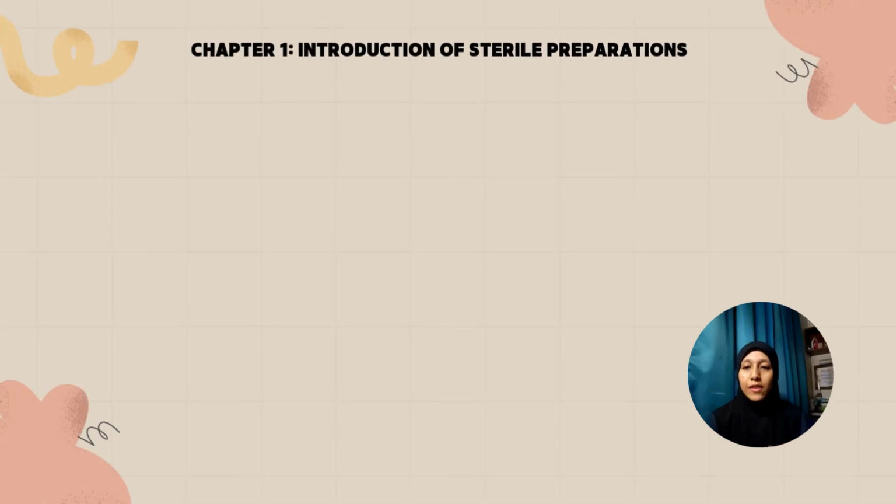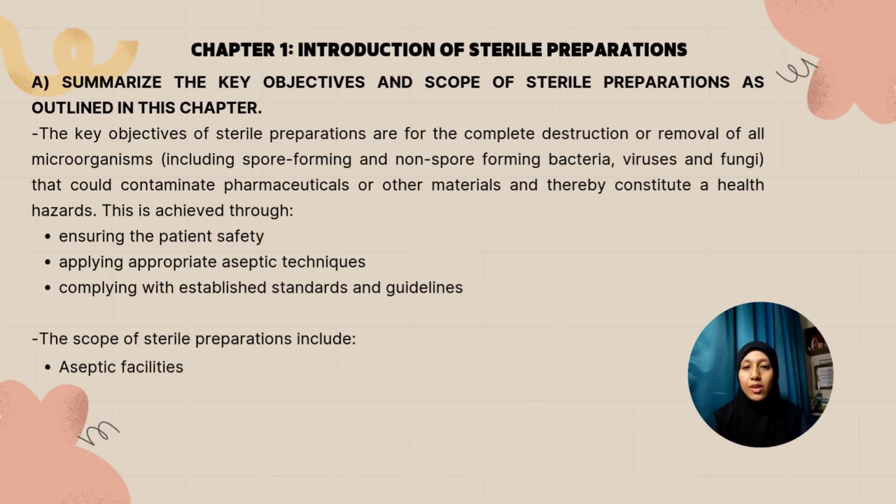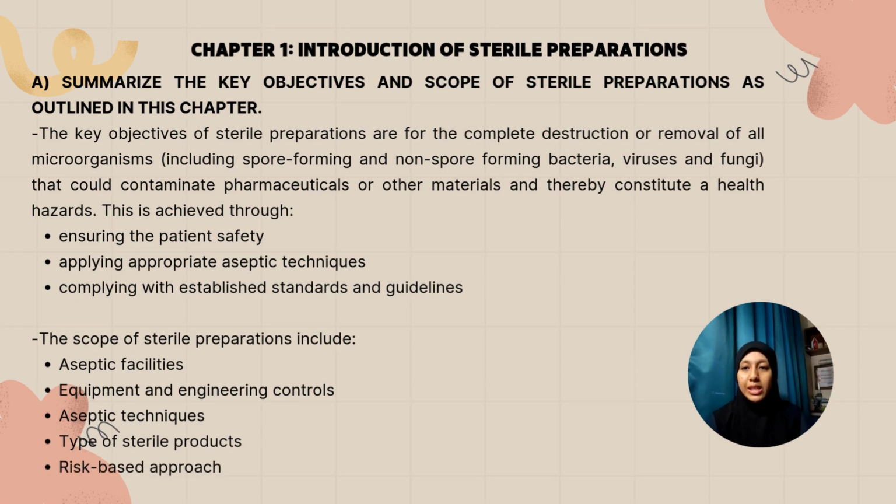To start with, in the first chapter, which is Chapter 1, Introduction of Sterile Preparation, I will summarize the key objective and scope of sterile preparation as outlined in this chapter. So the key objective of sterile preparation is the complete destruction or removal of all microorganisms, including spore-forming and non-spore-forming bacteria, viruses, and fungi that could contaminate the pharmaceutical or other material and thereby constitute a hazard.